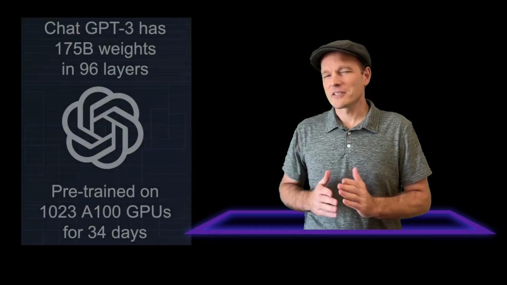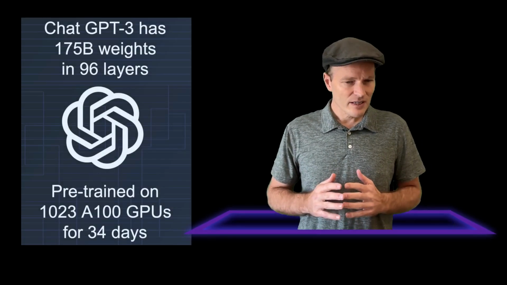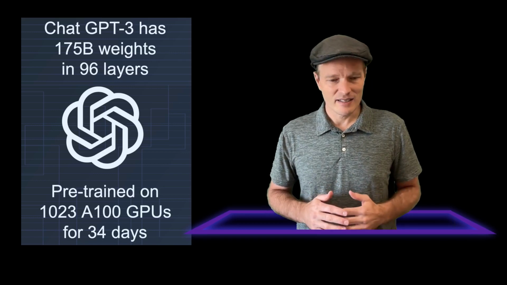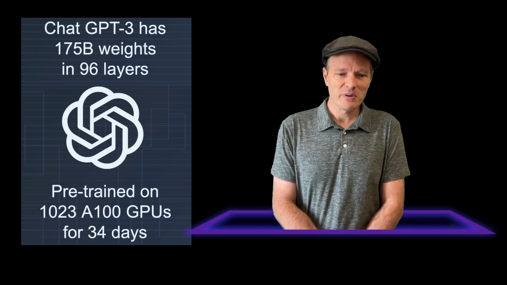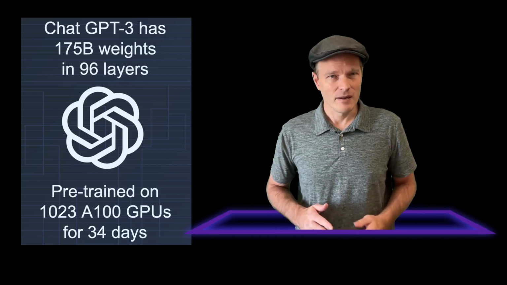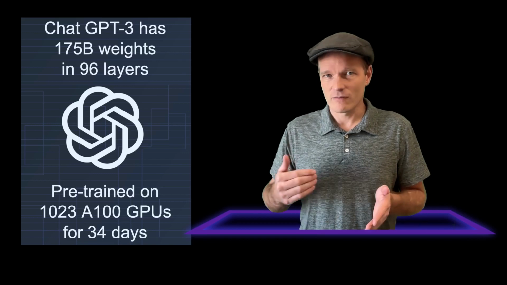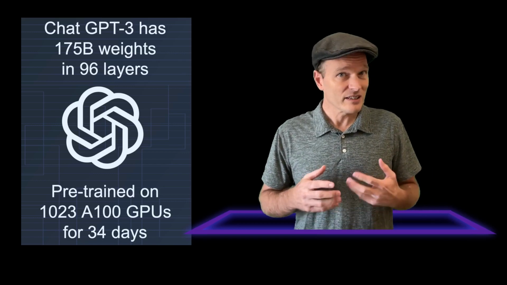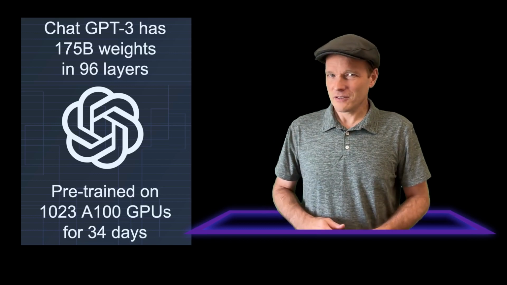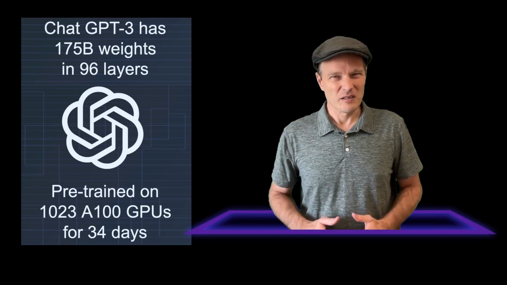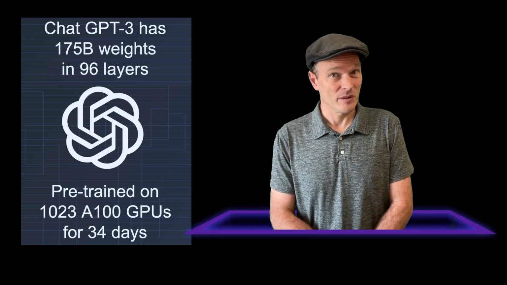Let's do a quick comparison of ChatGPT-3 with the brain. ChatGPT-3 has 175 billion weights in 96 layers. They were pre-trained on 1,023 A100 GPUs for 34 days. Now, the reason I'm referring to ChatGPT-3 instead of the more recent versions is because they haven't yet released all of the statistics on the more recent versions. And unfortunately, it looks like they may not be planning to. The complete lack of openness at OpenAI is a pretty concerning property.